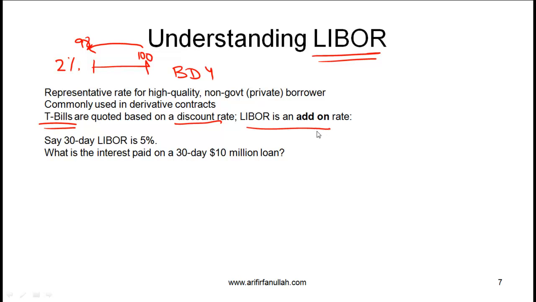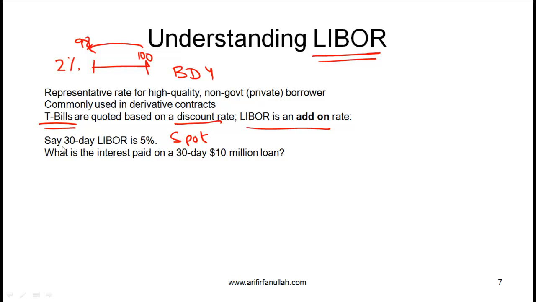But LIBOR is an add-on rate. This is much simpler. This is what you would typically expect interest rate to be. To see this in a very simple example and to see how we work with LIBOR, let's say 30-day LIBOR is 5%. And another quick revision here, this 30-day LIBOR of 5% is also the 30-day spot rate, because there are no cash flows that are taking place in this 30-day period.